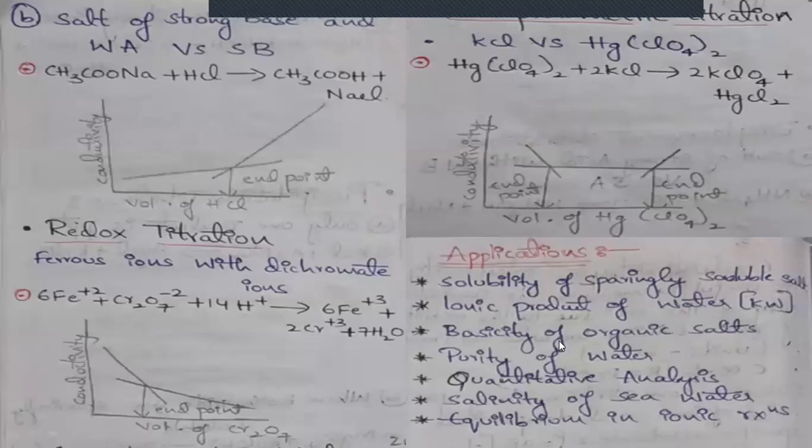And the next one is basicity of organic salts. Generally, basicity of organic salts is nothing but the number of carboxylic groups present in a molecule. For example, if a compound has 2 carboxylic groups, it will produce a basicity of 2. If you take citric acid, it has 3 carboxylic groups, so it produces a basicity of 3. Tartaric acid shows 2 carboxylic groups in its structure, so it shows a basicity of 2.